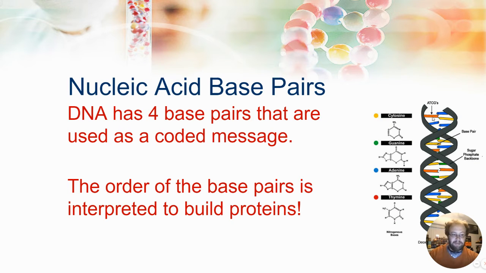So this is kind of what the double helix looks like. As you can see, it kind of spins around and around. And nucleic acid base pairs are the parts in the middle, the rungs of the ladder, so to speak. And the DNA has 4 base pairs, and they're used to code messages. And the order of the base pairs is interpreted to build proteins. So here are the 4 different ones. We've got cytosine, guanine, adenine, and thymine.